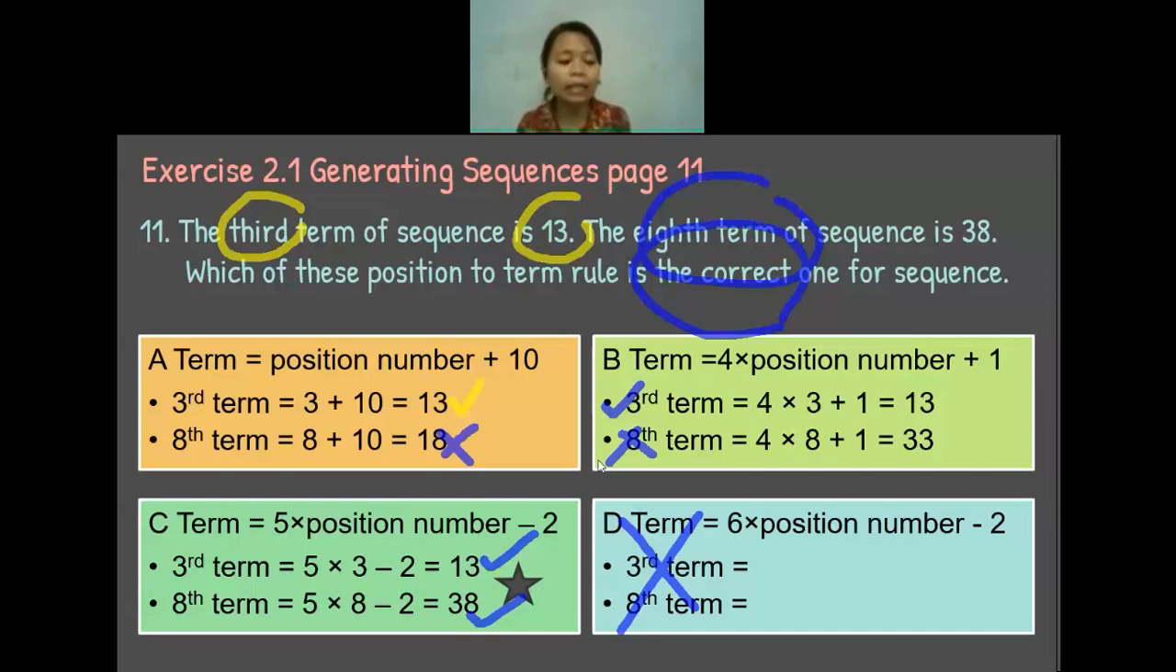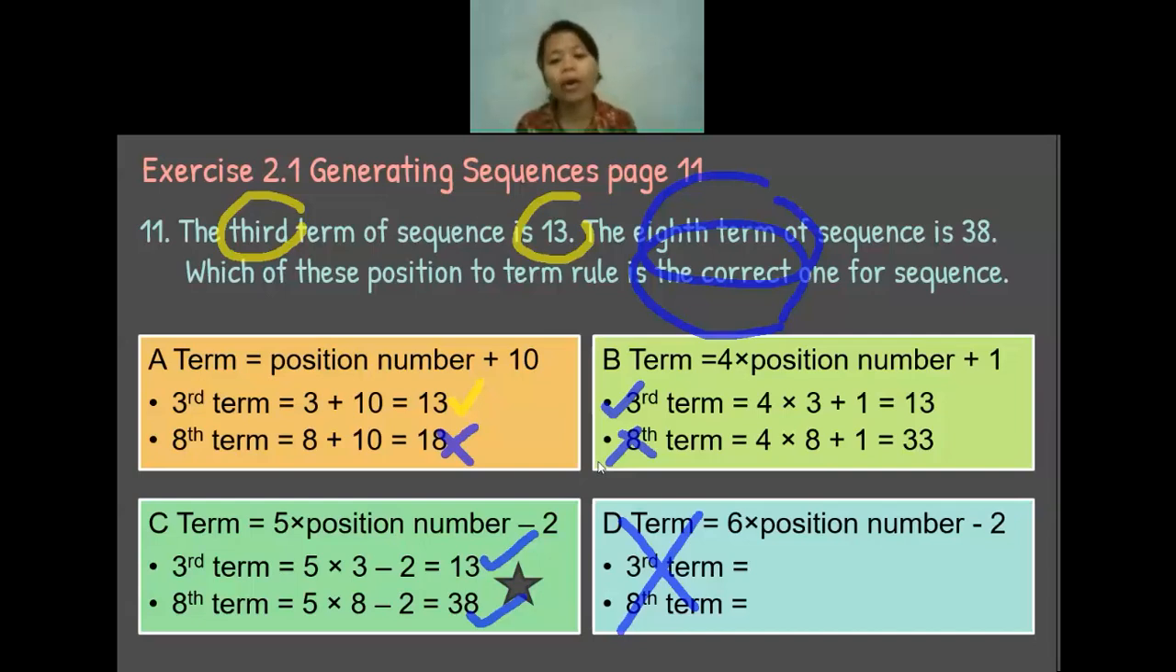But when I check the eighth term, the answer here is only 18. But the question told us that the eighth term is equal to 38. So it means sequence A is not the correct sequence. I can move to sequence B.